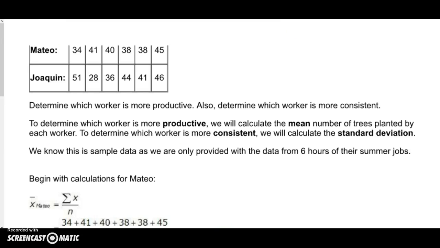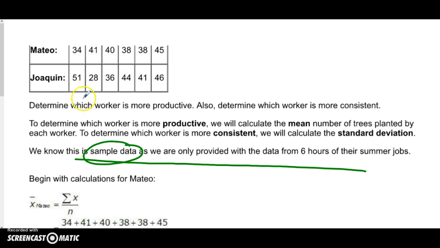Now, how do you know it's sample data and not population data? You read the question, and I think this is a great explanation here. It's sample data because it's only for 6 hours. This is how many trees they planted in each hour. Unless they work 6 hours in total, this will be a sample of their work.